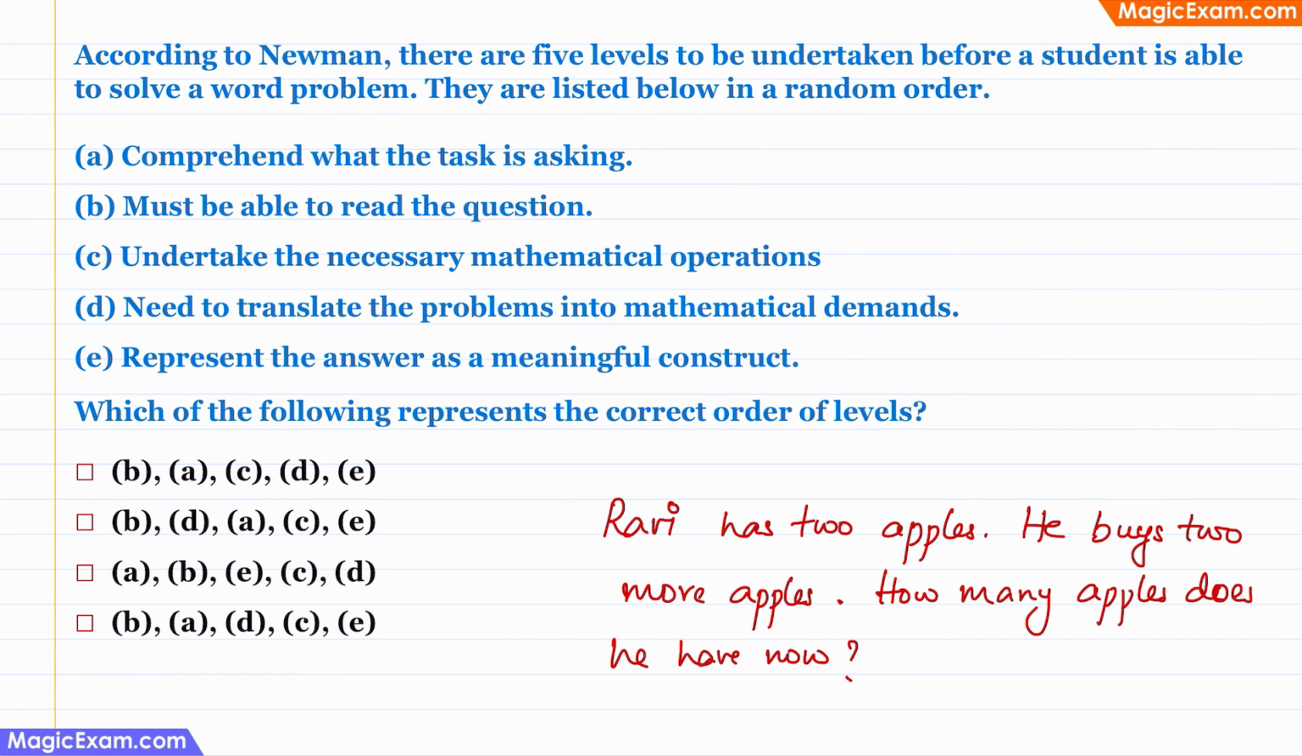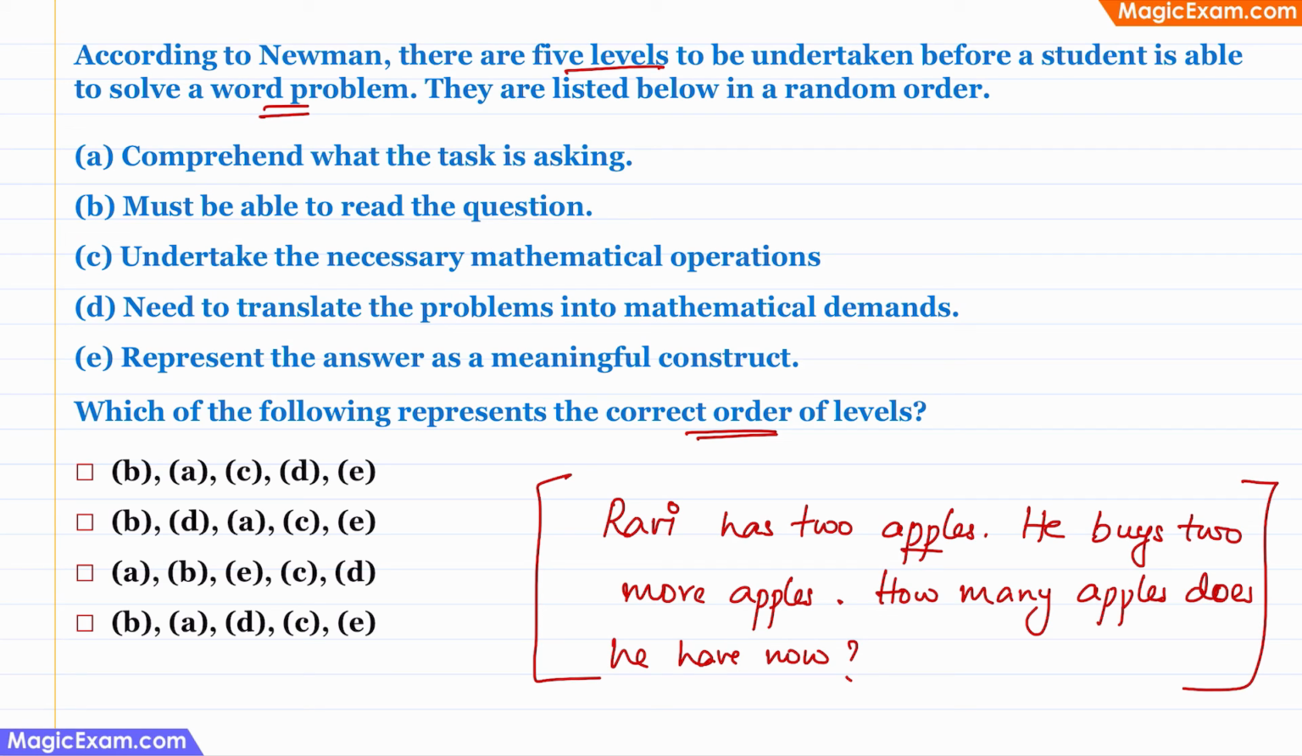According to Newman, there are 5 levels to be undertaken before a student is able to solve a word problem. They are listed below in a random order. Which of the following represents the correct order of these levels? So what is a word problem? A word problem can be something like this.